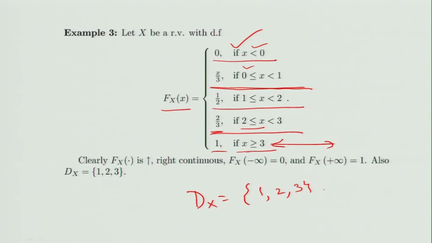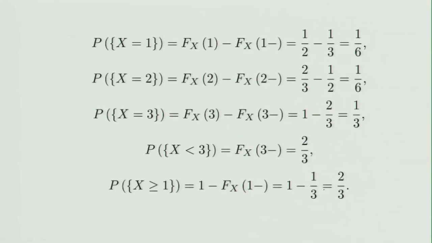So Dx is {1, 2, 3} and so on. Now one has to check what is the probability X equal to 1. Probability X equal to 1 we know is the same as F(1) minus F(1 minus). You can check F(1) is 1 by 2, F(1 minus) is 1 by 3, so this turns out to be 1 by 6.